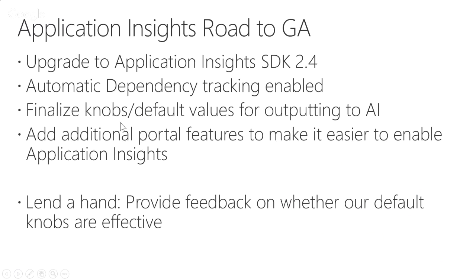And then the last pieces, in terms of more quality related things, are that we want to finalize the knobs and default values for outputting to Application Insights. We want to make sure that we're not blasting Application Insights with tons of data by default. We want to make sure that we're sending just the right amount. And then you can opt into sending more or less data after that. That's something else we're doing some final tweaks on. And lastly, making it easy to add App Insights to existing function apps. That's some UI that we'll be working on very soon.